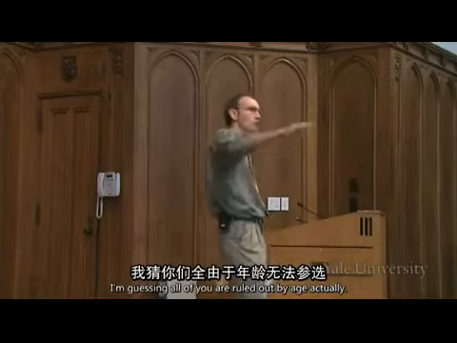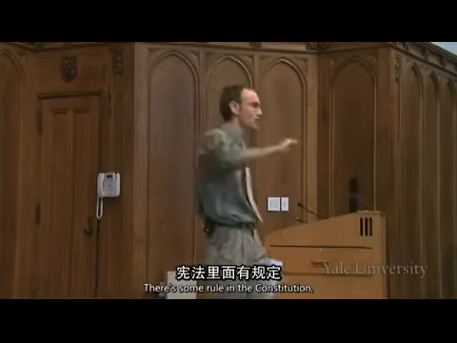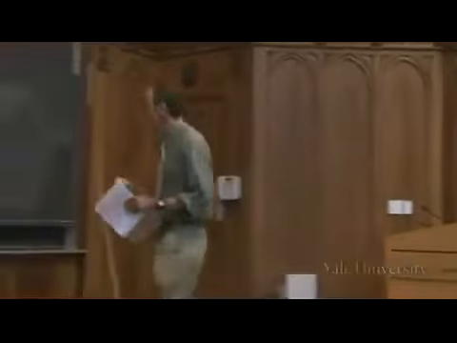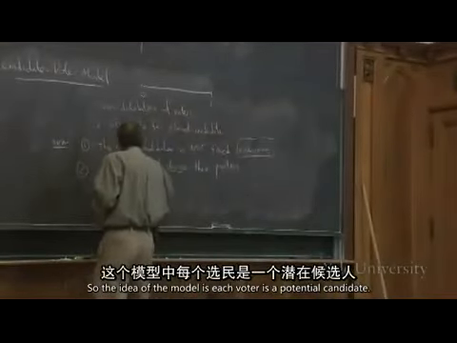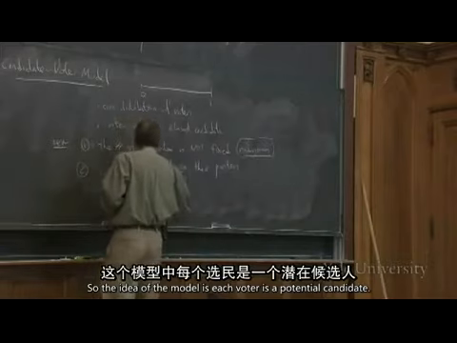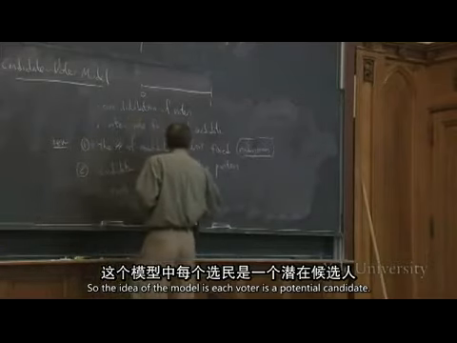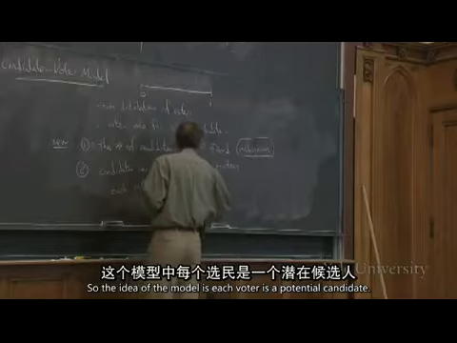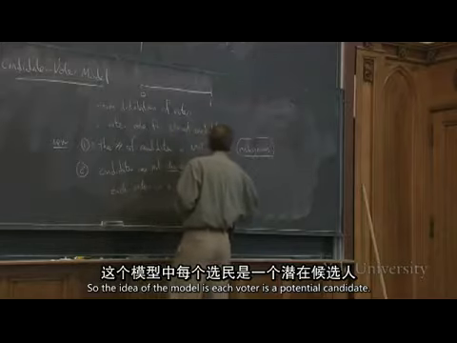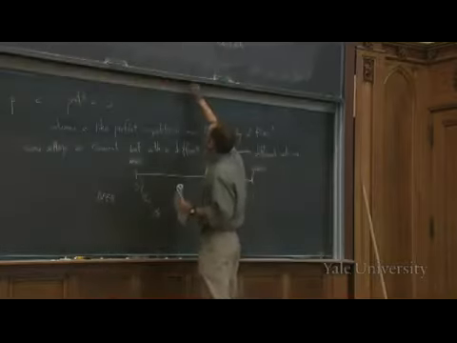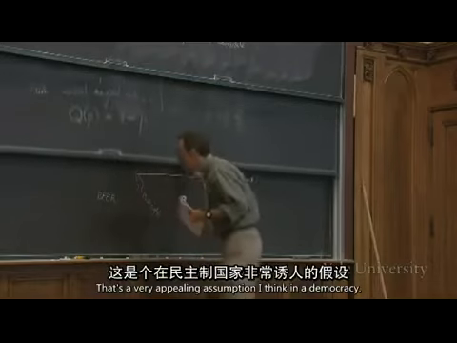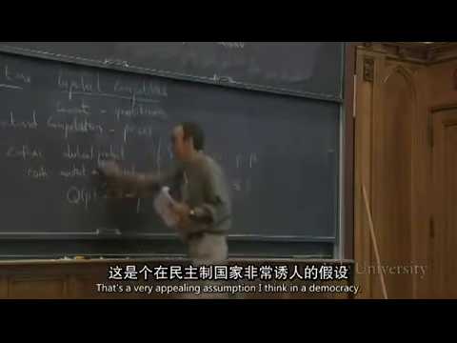I'm guessing all of you are ruled out by age, actually. There's some rule in the Constitution, but never mind, let's pretend that's not there. So the idea of the model is each voter is a potential candidate. That's a very appealing assumption, I think, in a democracy.